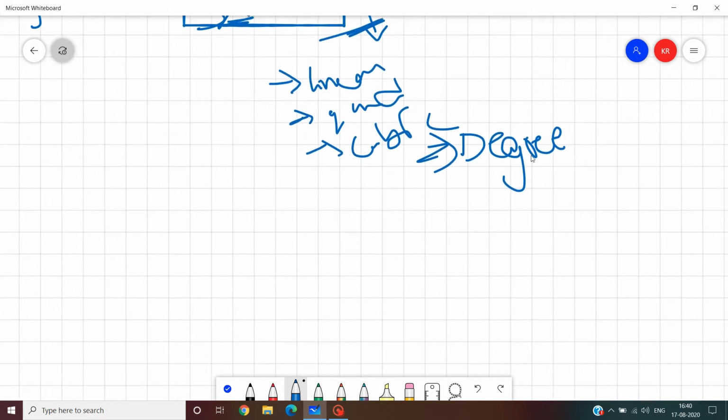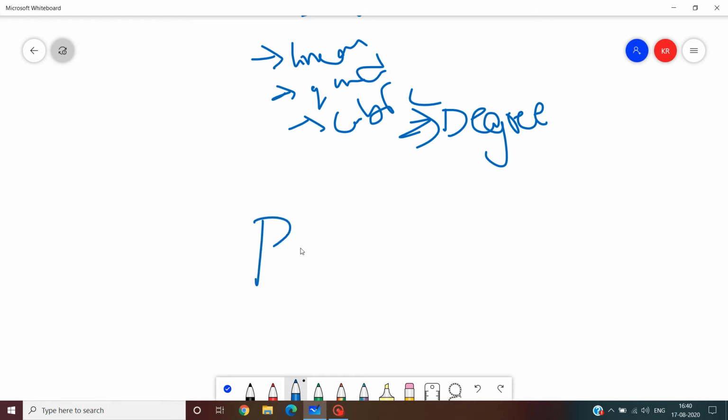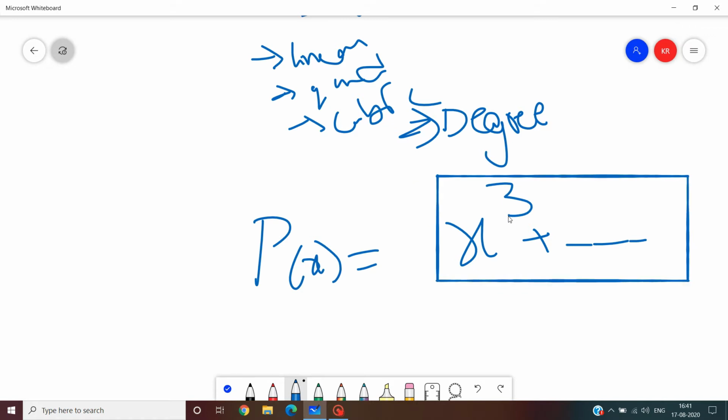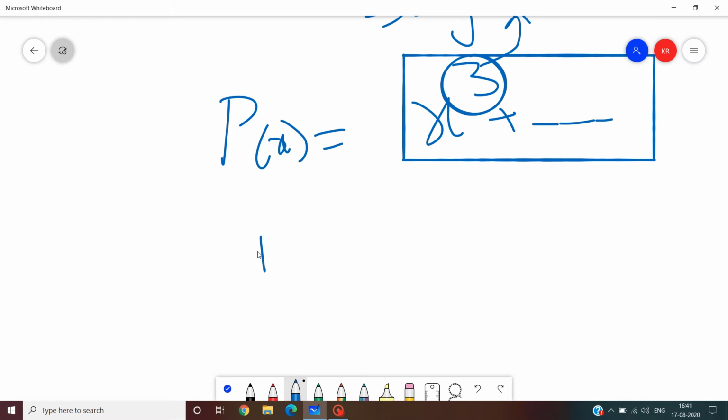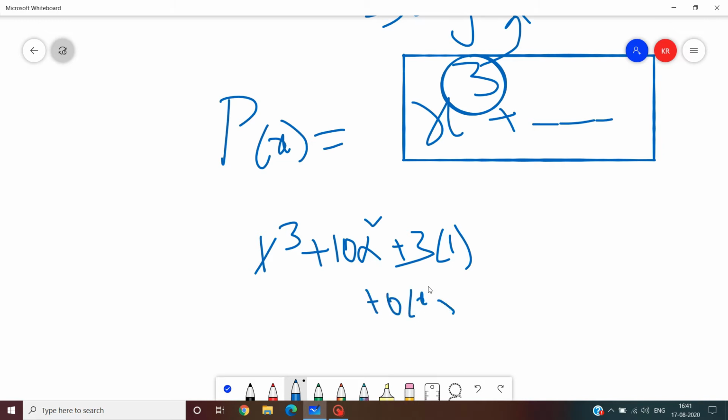So what is the degree of a polynomial? See here. If I take a polynomial p of x as a function, and I have the unknown term raised to power 3, okay, and the rest is the equation. From the equation that we have taken, we have to check which has the highest power. So the highest power will be the degree. So what if I take x cube plus 10x square plus 3? It might be seen like 3 into 1, and here we are missing the x term, right? So it will be 0 into x, right?